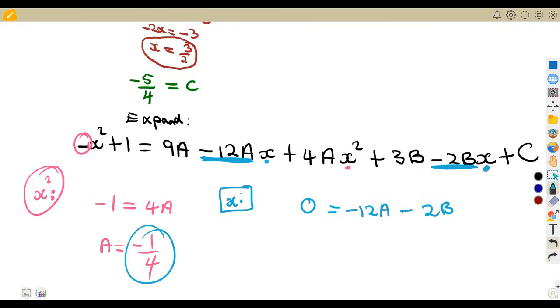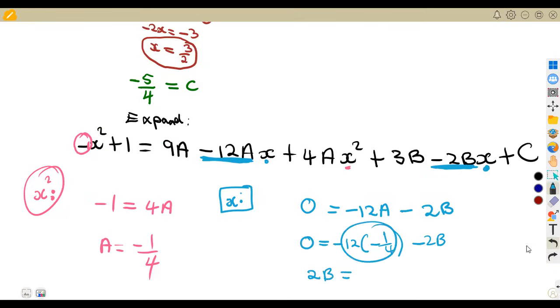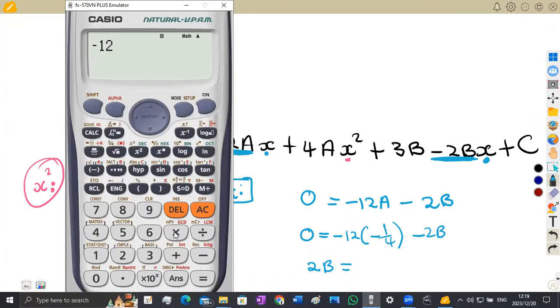We have the value of a that we calculated before. So 0 is equal to minus 12 times minus 1 over 4, minus 2b. So you can take the 2b this side, it becomes positive. So 2b is equal to, let me simplify this, minus 12 times negative 1 over 4. Let us just put our calculator here. This will give us a 3.